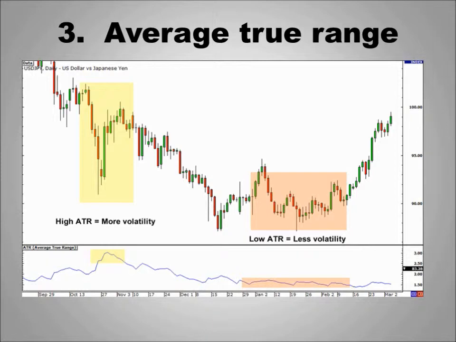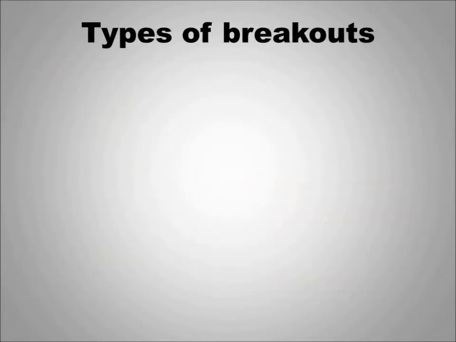So notice that the size of these candlesticks corresponds to the high ATR. And the size of these candlesticks that are ranging in between the two lines of support and resistance, they correspond with the low ATR. So keep that in mind when we use average true range, one of the tools in our trading platform. Now, let's talk about the different types of breakouts.